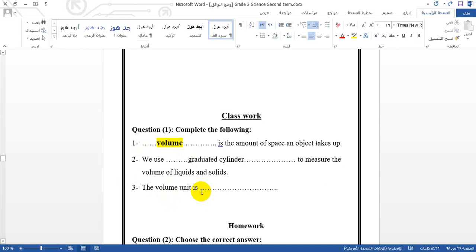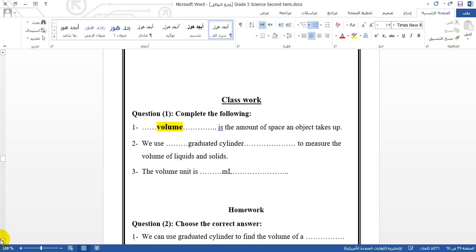Question 3: the volume unit is milliliters. Okay guys, the shortcut of milliliters, you have to write it like this. It's enough for me if you write this answer in the exam. It will be considered a correct answer.